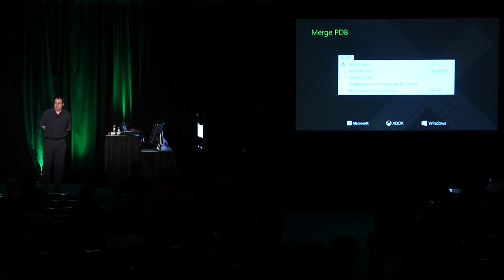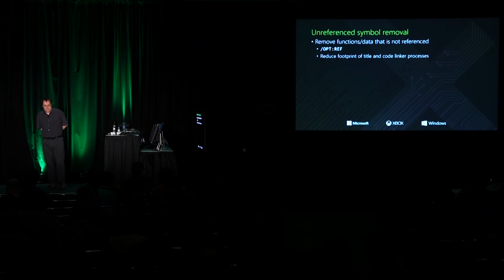Sometimes though, your developer has a build you want to give off to test, so you do want that final monolithic PDB. It's pretty straightforward to generate one from your build. There's just this option right there, which is build full program database. It's the exact same step that happens at the link. I want to call out this unreferenced symbol removal.